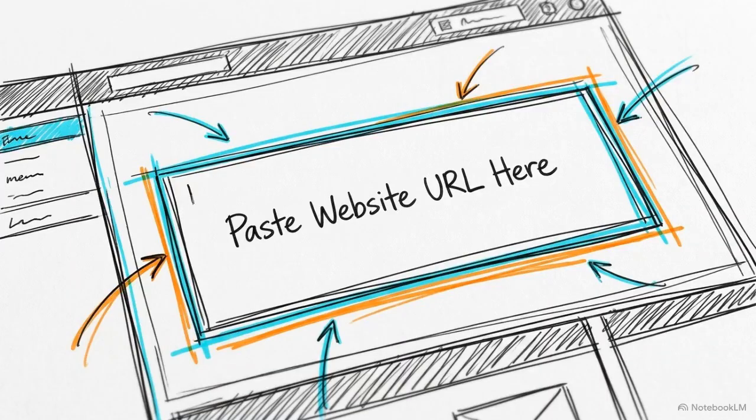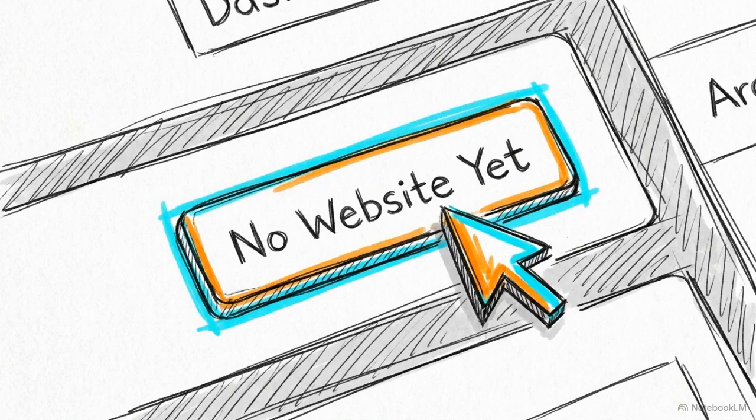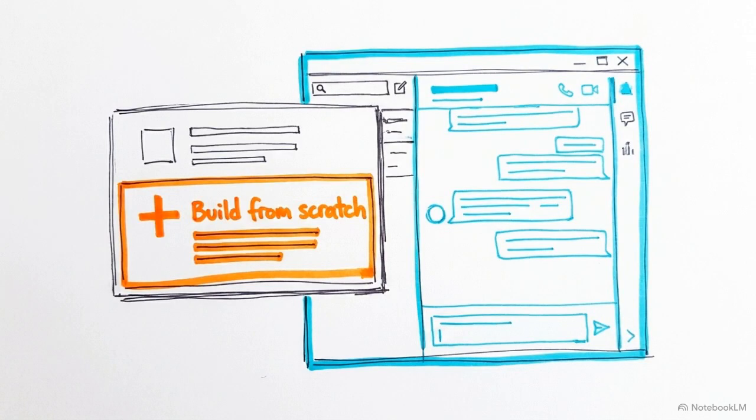Head over to the Pomelli dashboard. Most users paste their current website link here, but we are going to bypass that entirely. Click the small button that says No Website Yet. From the 2 options presented, select Build from Scratch. This activates the Pomelli agent, a dedicated chat interface that will act as your creative director.